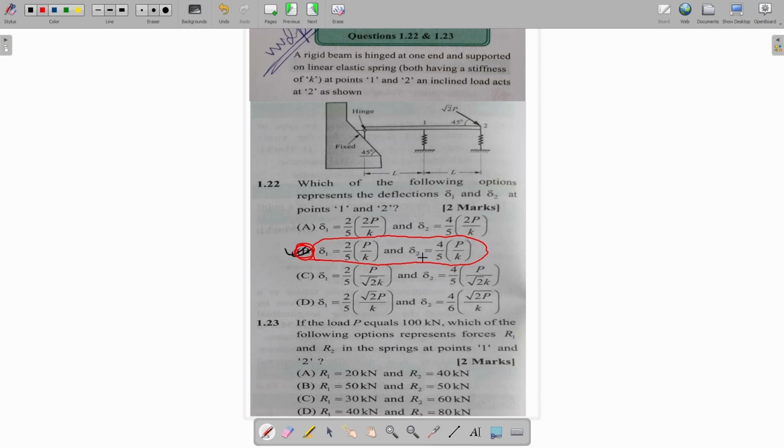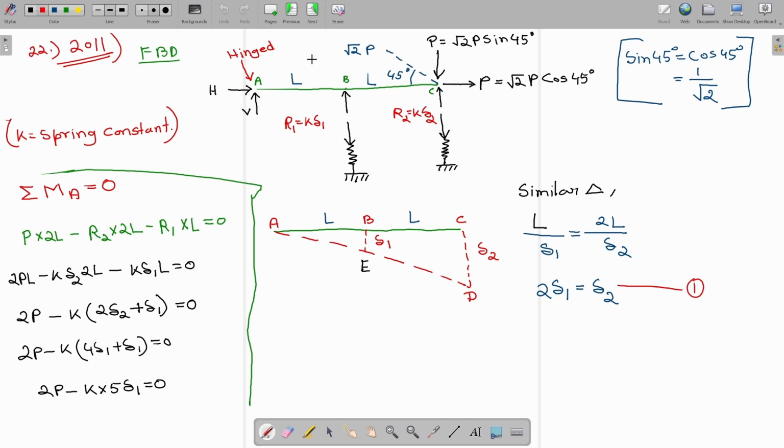Now, since questions 22 and 23 are a common data type question, we need to do this question also. The load P equals 100 kilonewton. Which of the following options represents the forces R1 and R2 in the spring at point 1 and point 2? Now in this diagram, B is point 1 and point C is point 2. Now we need to find R1 and R2.